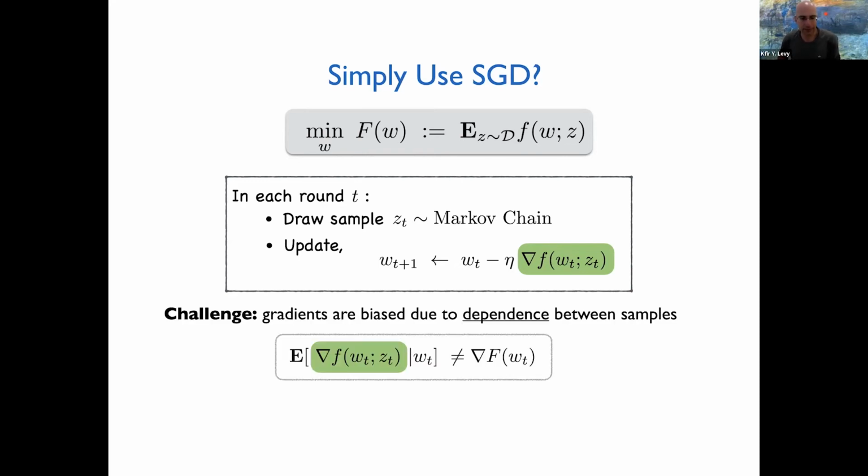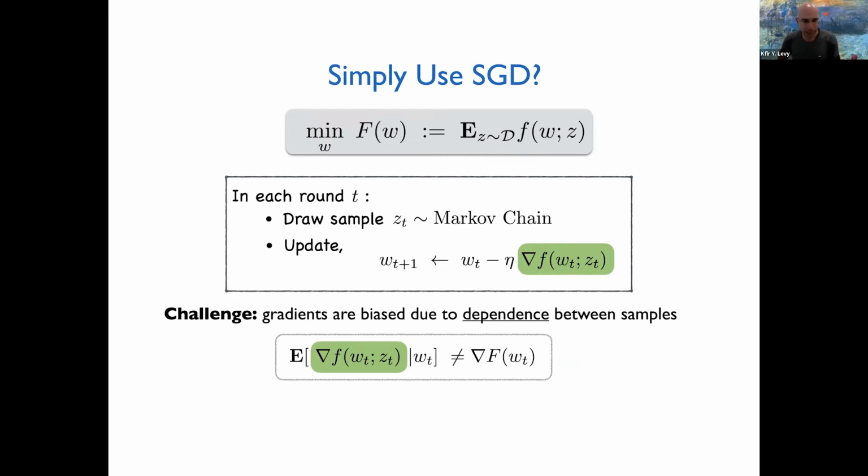And the reason that this problem is challenging is because of the following fact: these gradient estimates, in the case of dependent data, are no longer unbiased. They actually have a bias, in contrast to the IID case where these gradients are unbiased. Okay, so that's the challenge that we're facing.